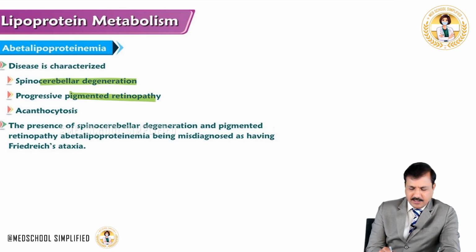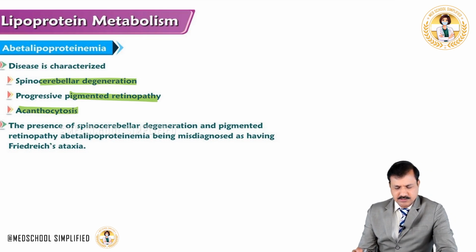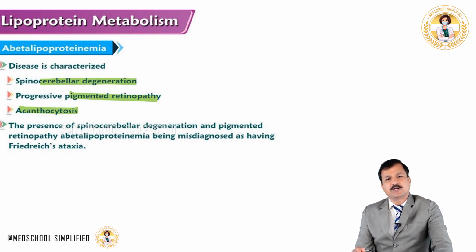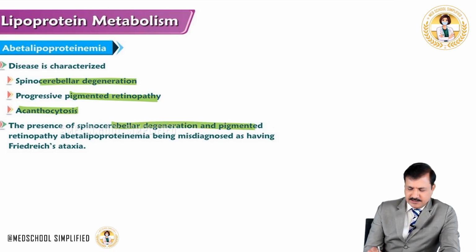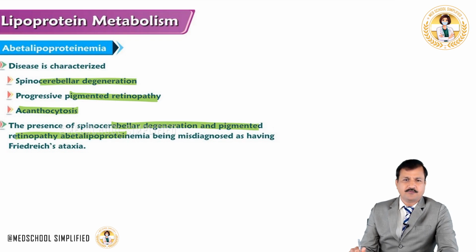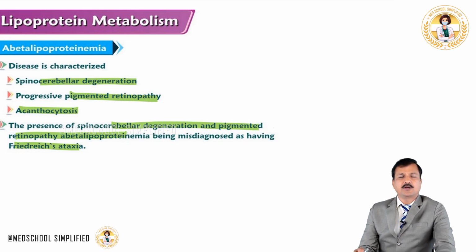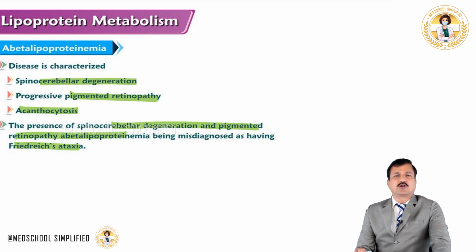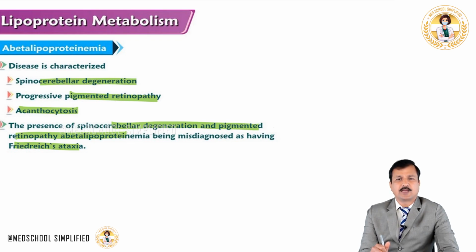Progressive pigmented retinopathy can be seen, leading to blindness, and acanthocytosis, that is spiky membrane over the red blood cell, eventually giving rise to hemolysis. Okay, so the presence of spinocerebellar degeneration and pigmented retinopathy in abetalipoproteinemia often can be confused with the diagnosis of Friedreich's ataxia. Remember, Friedreich's ataxia, one of the neurological conditions, is a differential diagnosis for abetalipoproteinemia.